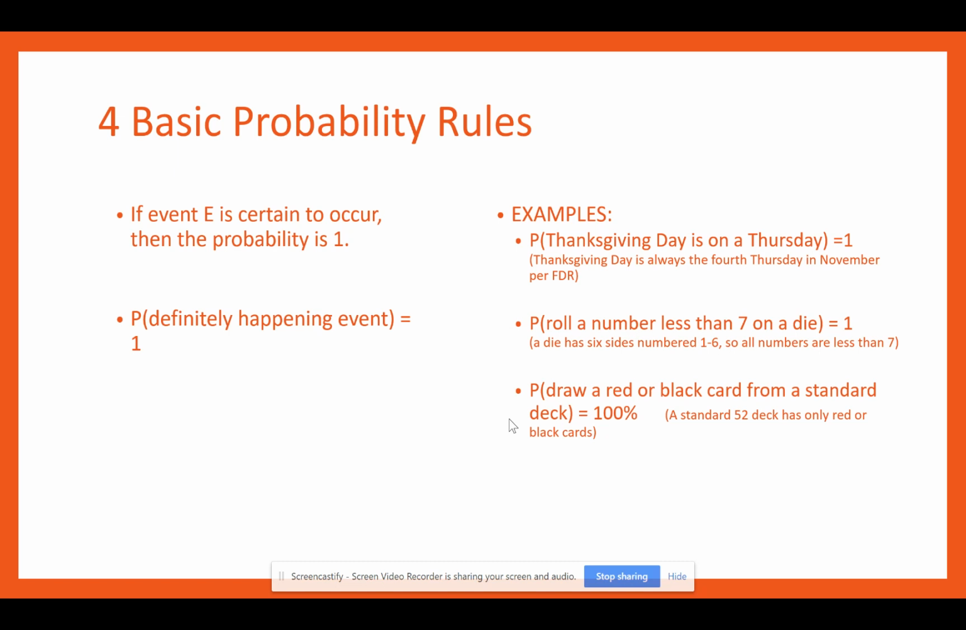Probability you roll a number less than 7 on a die. Well, it has 6 sides. They're numbered 1 through 6, all of which are less than 7. So you're definitely going to get a number less than 7. Probability you draw a red or a black card from a standard deck. Well, since we only have red or black, I'm going to get red or black. So that's a 100% chance.